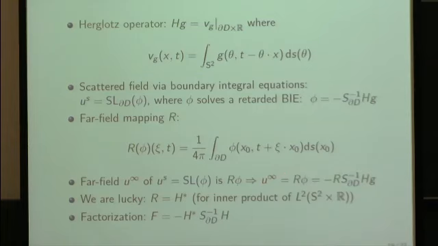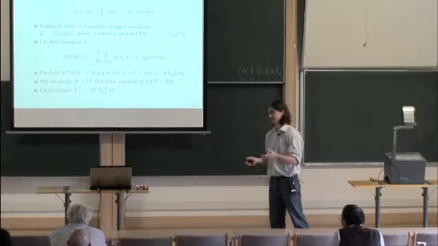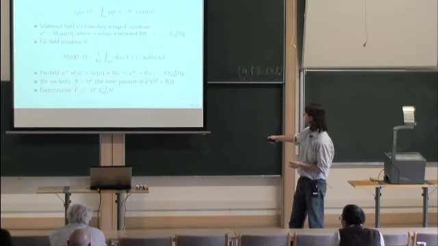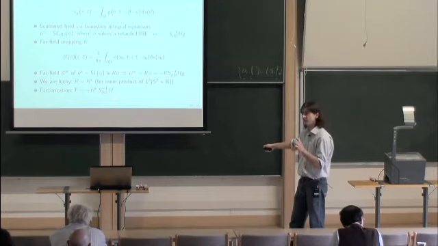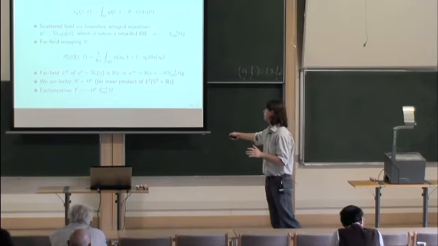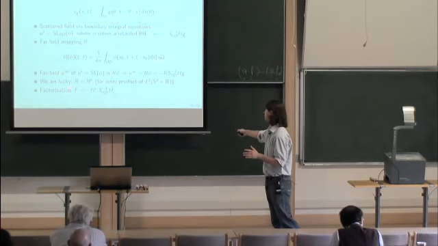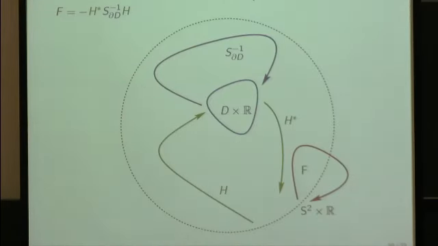And at that point, we are really lucky, because it turns out that if you look at the inner product of L2 on the unit sphere and time, then R is just H star. This is just a change of variables. It's not even integration by parts, it's really just a change of variables, which shows you that you get this self-adjoint factorization for F. But pay attention, it's only self-adjoint if you look at it for the inner product of L2 on the unit sphere and time. This will cause a problem.